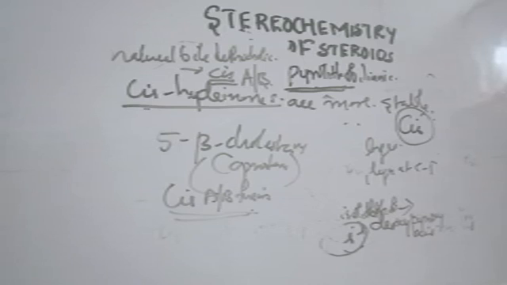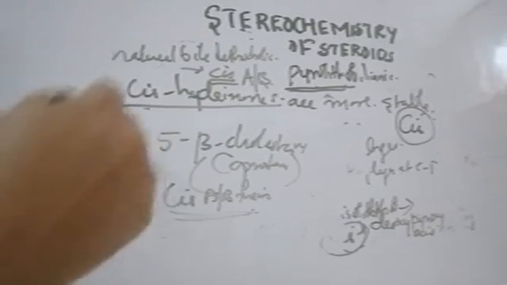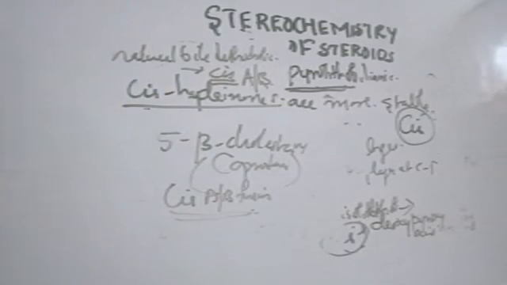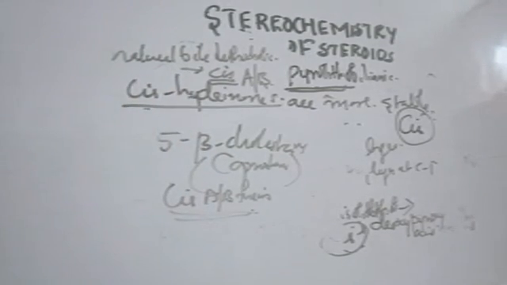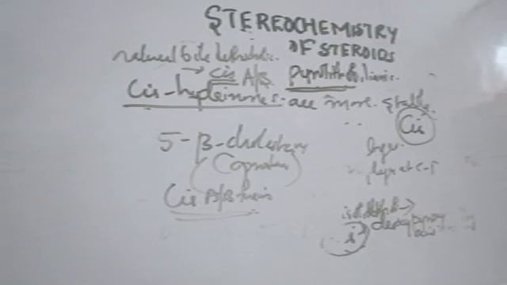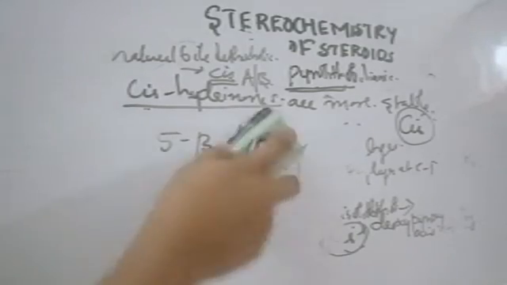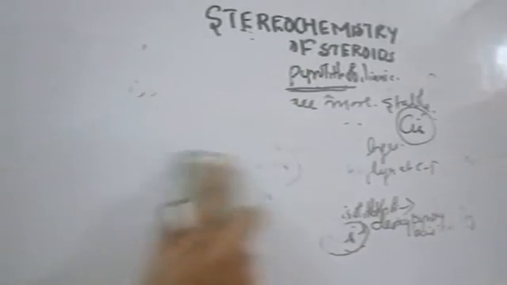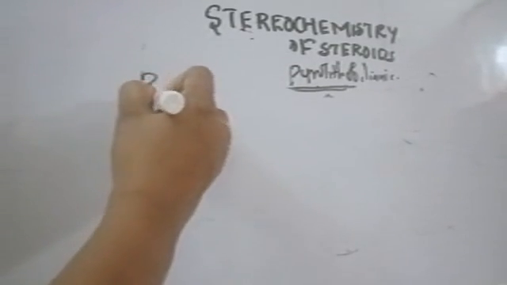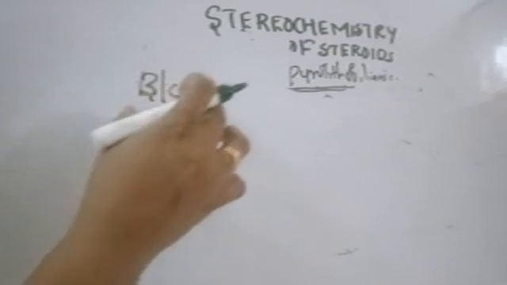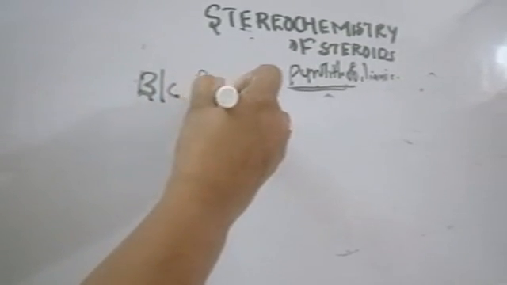Next we have to solve the stereochemistry, that is the configuration of the nucleus. First we will assume that the configuration is cis with respect to the A/B fusion. So rings A and B are fused in a cis configuration. Next we have to confirm the B/C fusion, that is, how the B and C rings are fused together.